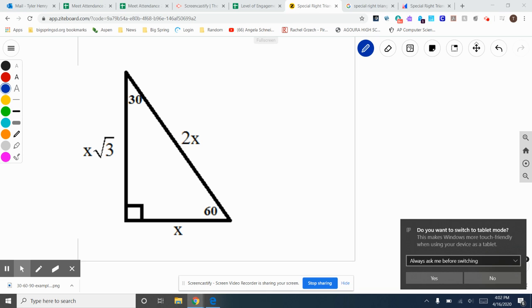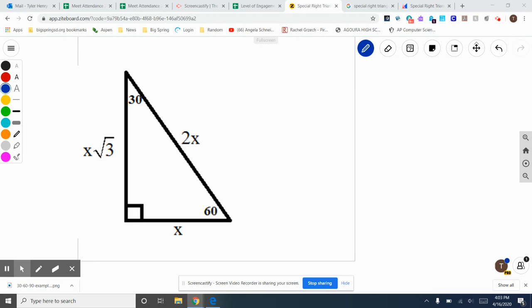Alright guys, so time for the 30, 60, 90 video. You can see this picture looks a touch different than the one on the beginning of the slide. It's the same stuff, it's just presented a little different.